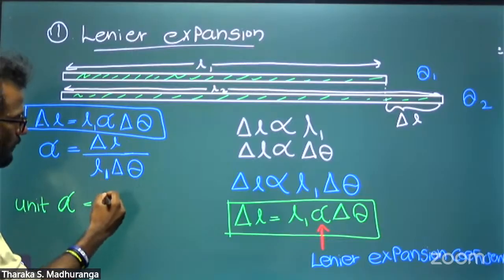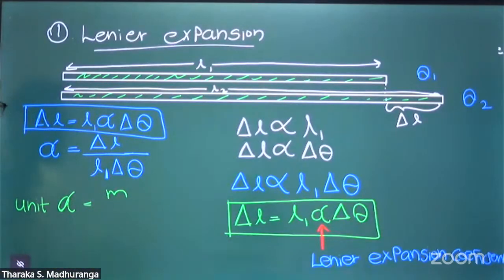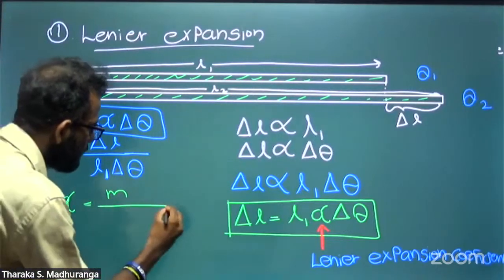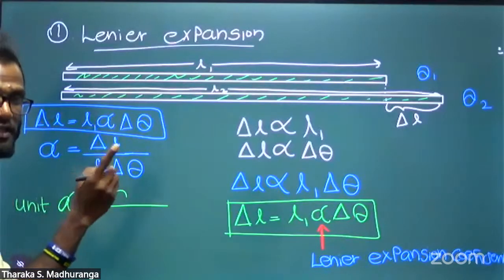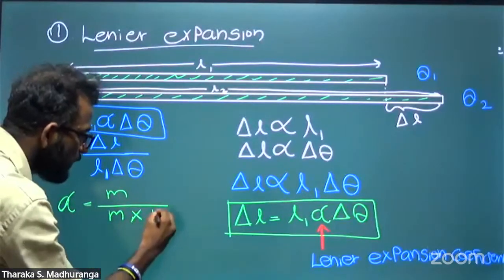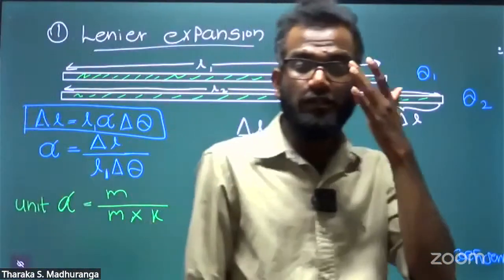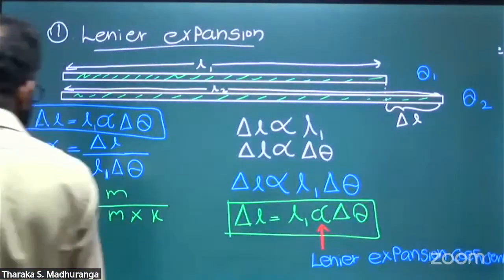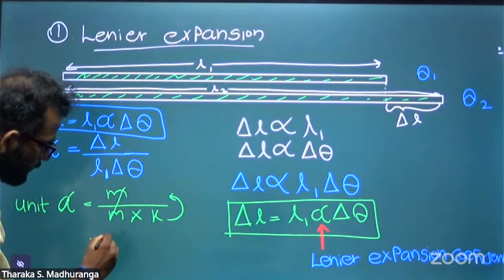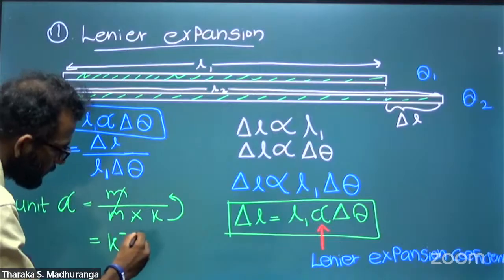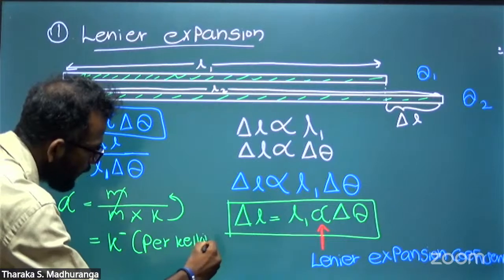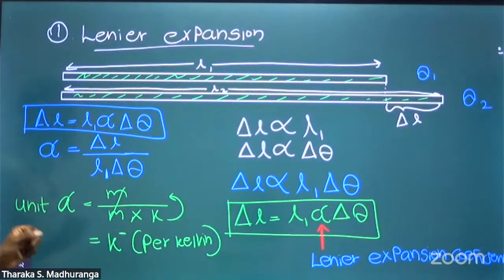Delta L is in the standard unit meter, that's a length difference. Divide by L1, the initial length, standard unit meter. Delta theta standard unit is Kelvin, because the temperature standard unit is Kelvin. Meter to meter cancel out. The Kelvin needs to go upward. So per Kelvin is the unit. Per Kelvin is the standard unit.